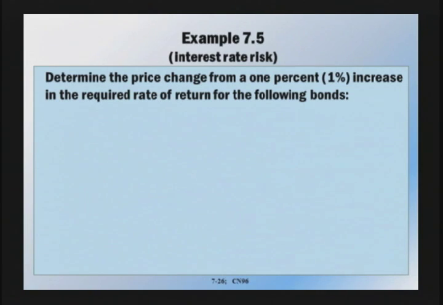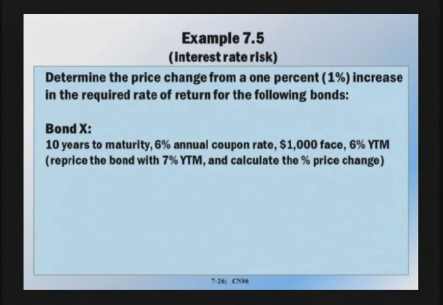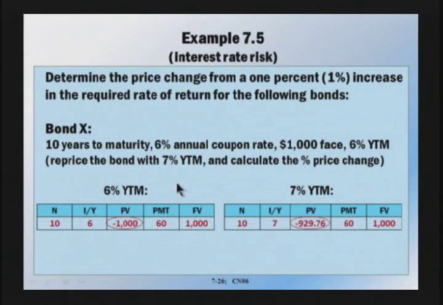Okay? So let's look at what happens to bond X when its yield to maturity increases by 1 percentage point, from 6% up to 7%. Initially, the bond has a 6% yield that is exactly equal to its 6% coupon rate, so it's going to be selling for its par value initially. And then we'll raise the discount rate up to 7% and see what happens to the bond.